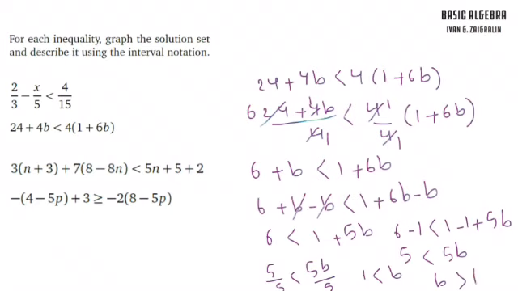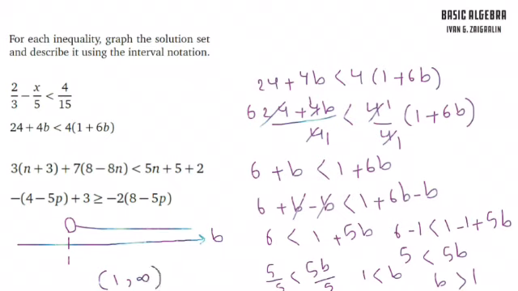And the solution set for this inequality is b is greater than 1, and the interval notation for this inequality is b is greater than 1, which is all the numbers that are greater than 1 toward infinity.